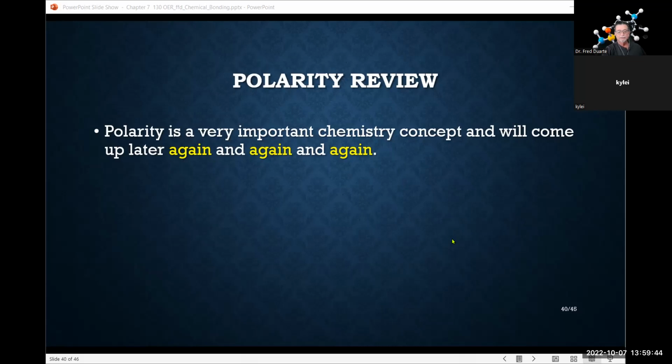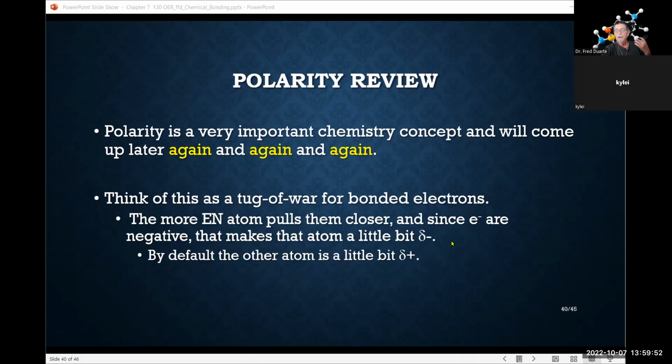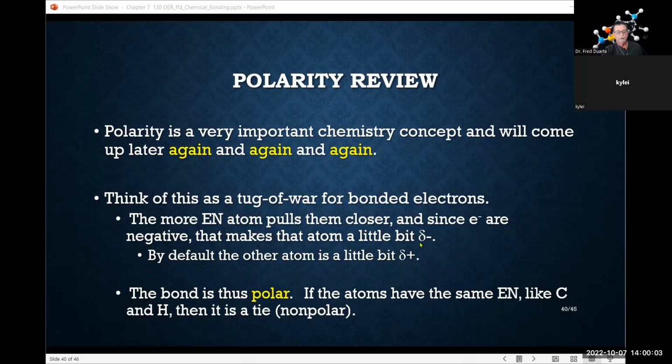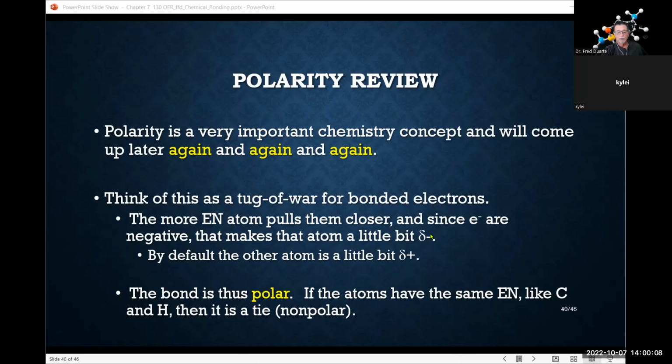So polarity is going to be showing up all the time, over and over again. Just think of it as a tug of war of bonded electrons. The element that has the greater pull on the bonded electrons is going to win the tug of war, and it's going to pull the electron density more onto itself. Okay, so what I want to do is, let me share this here, and we'll come back to this.